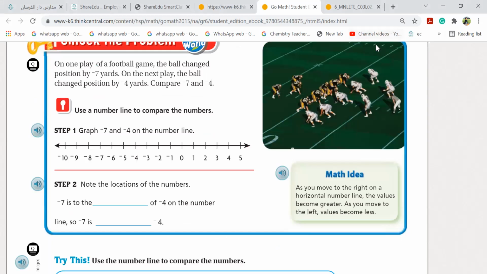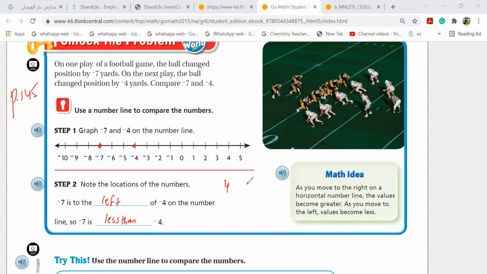On one play in a football game, the ball changed -7 yards. Where is -7? Is it to the left or to the right? When you compare to -4, it is to the left, right? So I'll write left. So -7 is less than.